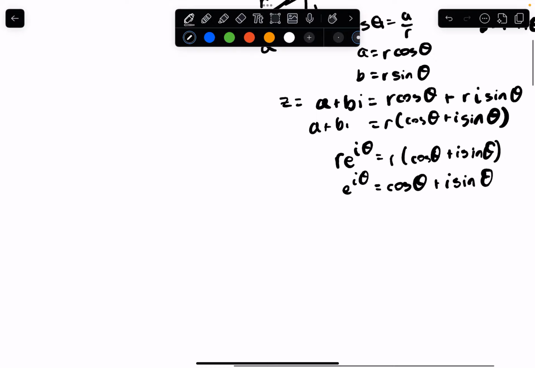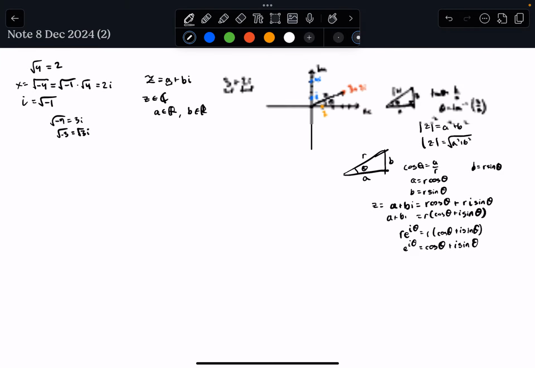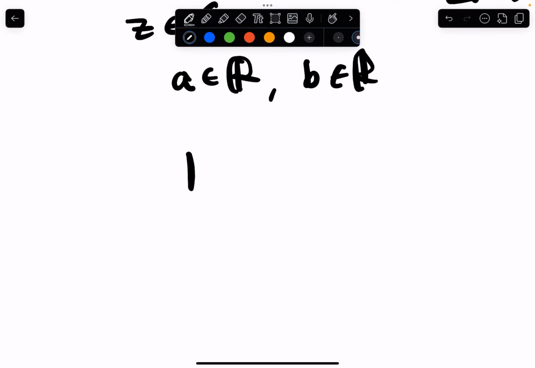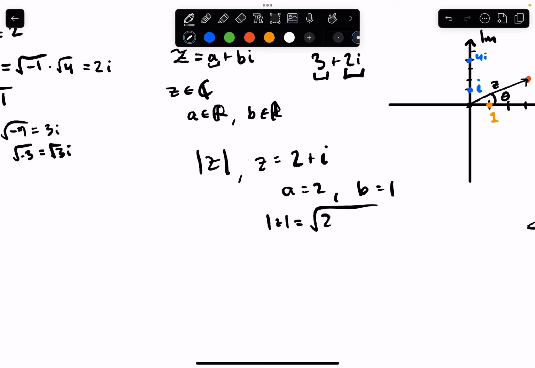And with this, you can solve questions. So you may be asked to find the magnitude of, say, the complex number z, if z is equal to 2 plus i. And in this case, you know a equals 2, b equals 1. So the magnitude is going to be equal to the root of 2 squared plus 1 squared, or root 4 plus 1, which is equal to root 5.